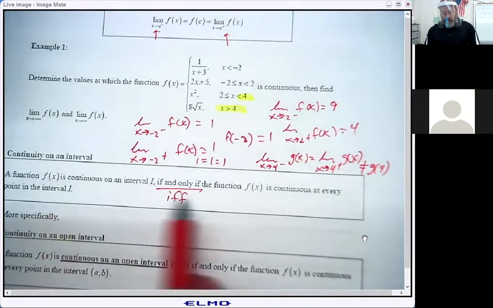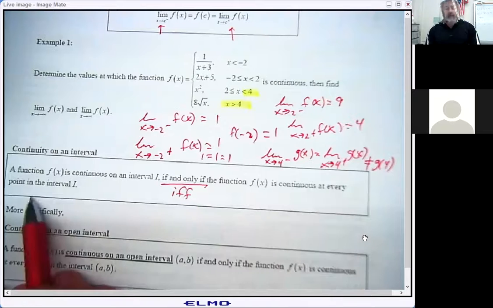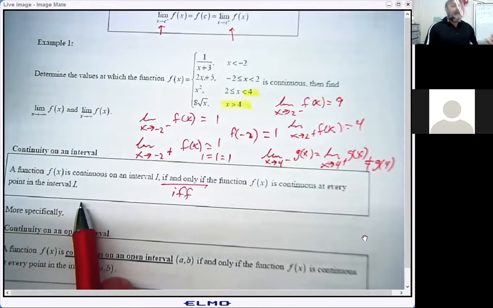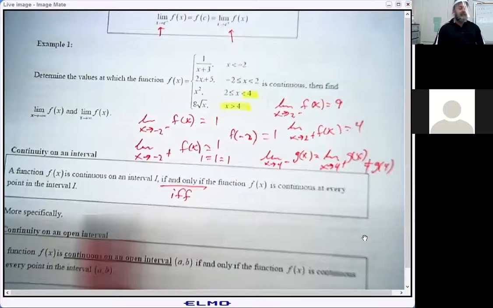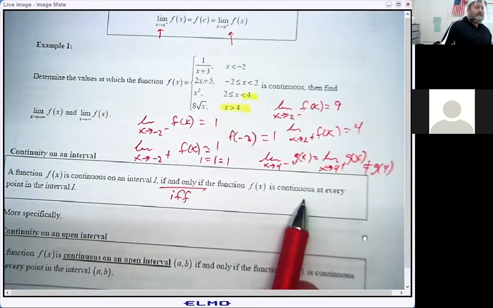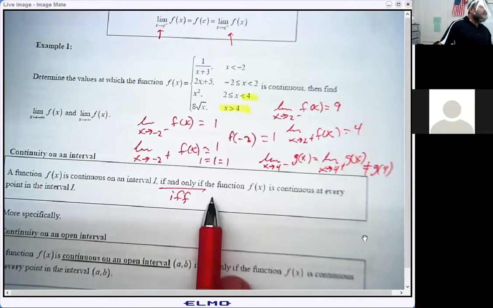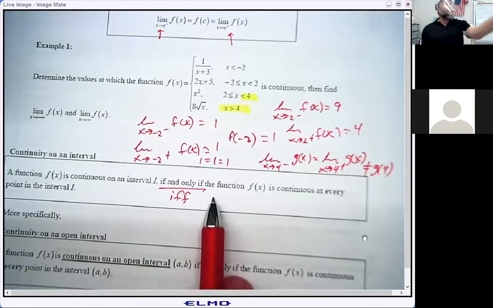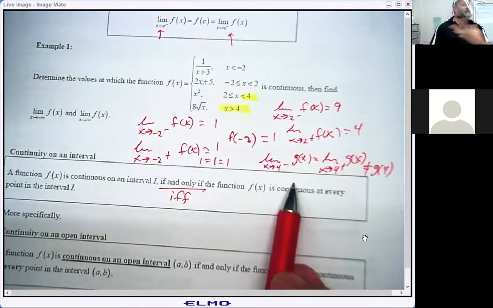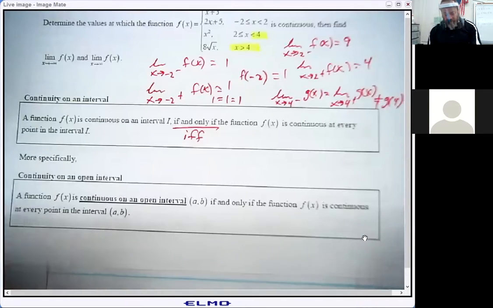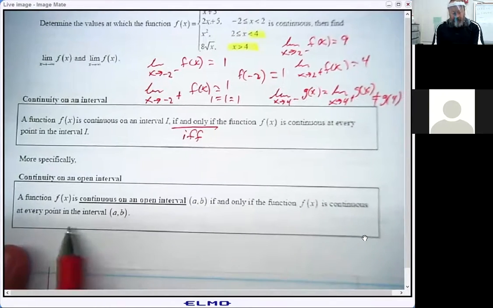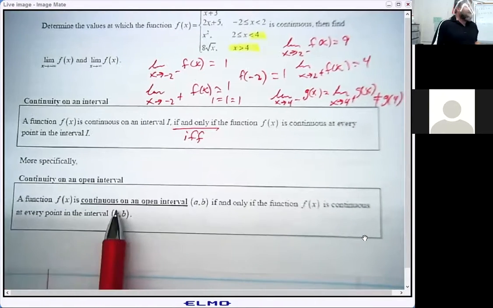So it is continuous if and only if it is continuous for every point on that interval. In other words, I can't call it continuous if there's something that went wrong. But if nothing went wrong, what would that tell you? That it was continuous. If you know it's continuous, you get to say that all the points are good. But if you know all the points are good, you know it's continuous. Now, when we talk about an open interval, it's kind of silly how that works.